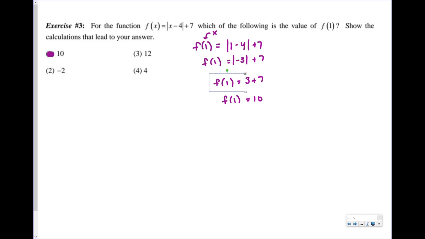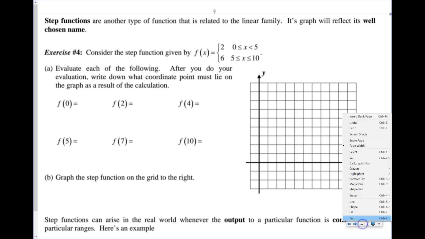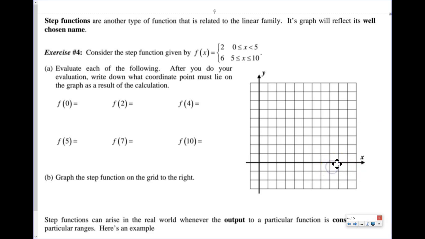Let's take a look at the second aim today, and that's step functions. Step functions are super weird, so I'm going to take this kind of slow. Step functions are another type of function related to the linear family. They're related to lines, but they're not quite lines. Its graph is going to really reflect its well-chosen name. They're going to look like stairs, like steps. Like you could go up steps. That's why it's called a step function.